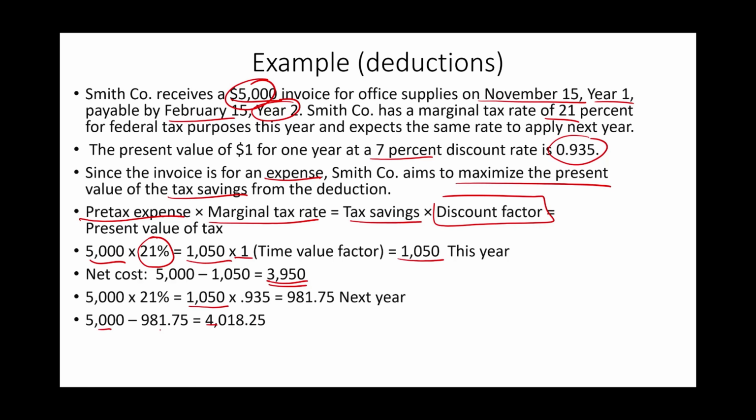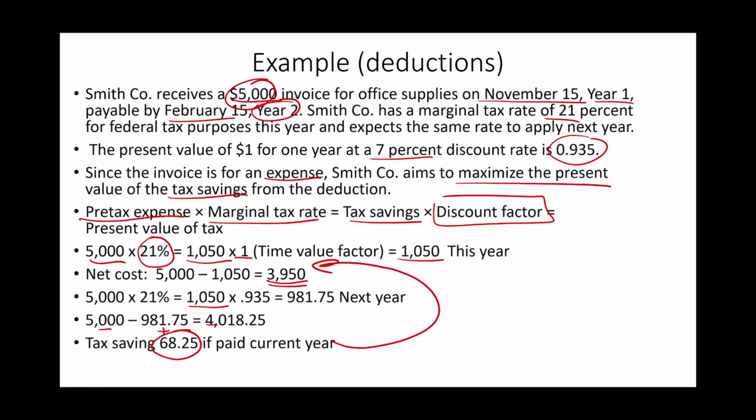We paid. Our net deduction is $981.75 because we're not going to get the deduction until later. Therefore, our tax savings is $68.25 if we pay this year. This is assuming what? The rate is staying the same.